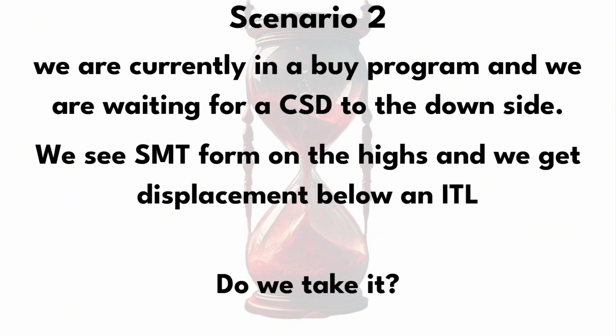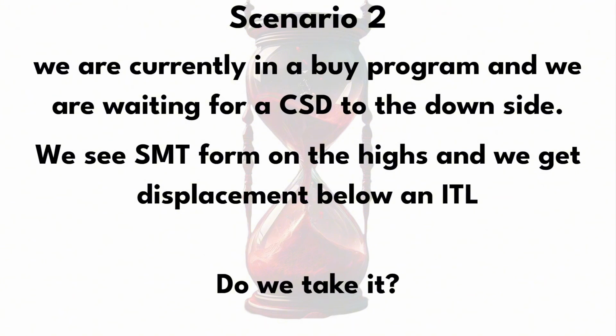So now this is our second scenario. We are currently in a buy program and we are waiting for a CSD to the downside, just as in our first scenario. We see SMT form on the highs, we have reached our point of interest, and we get displacement below an intermediate term low. Do we take it? I'll give you again 3 seconds to answer this question.